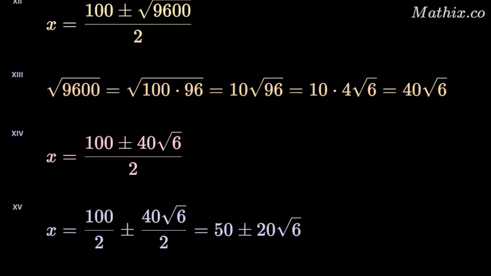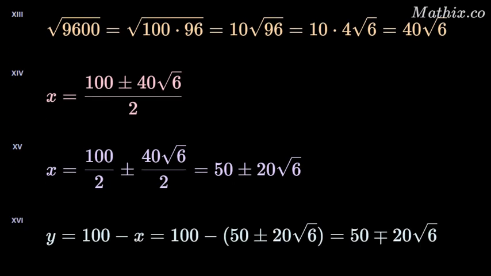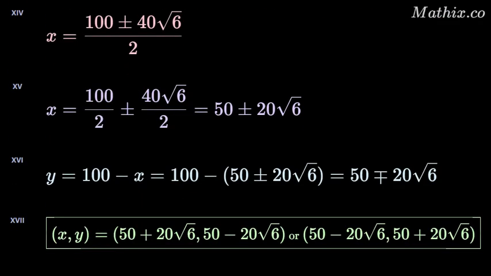of 6. We find y by substituting x back into y equals 100 minus x, resulting in 50 minus or plus 20 times the square root of 6. The solutions for x and y are the pairs 50 plus 20 times the square root of 6 and 50 minus 20 times the square root of 6, or vice versa.